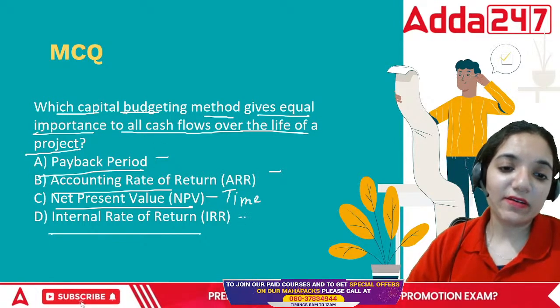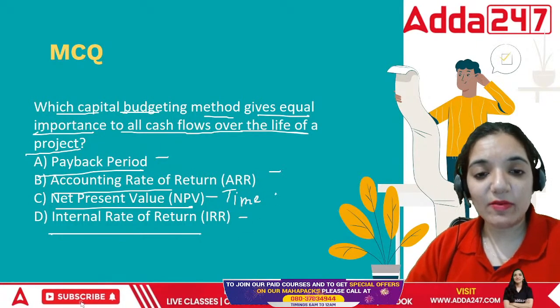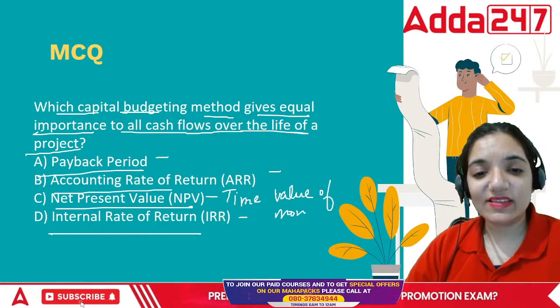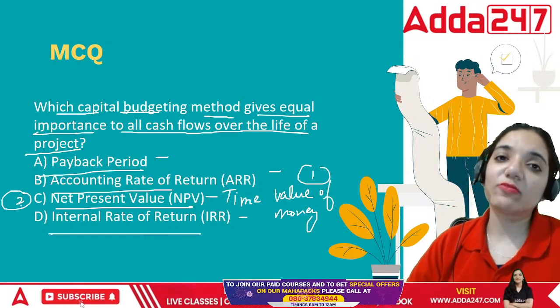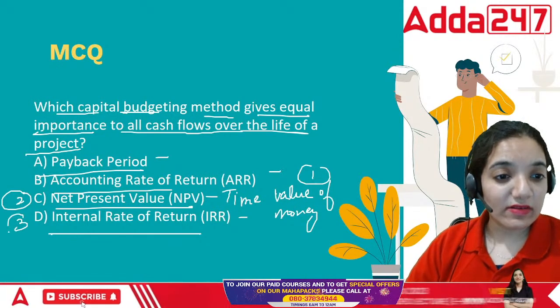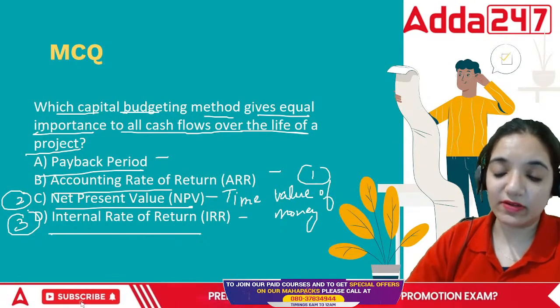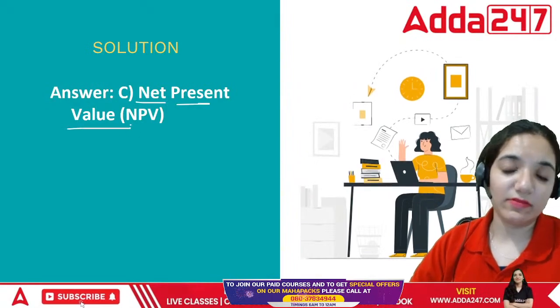Internal rate of return is another sibling of NPV. If you understand NPV, only then you will be able to see the time value of money. Matlab, it starts with the concept of time value of money. Then you can understand the concept of net present value. And the third is internal rate of return. Ultimately, we'll have to go with the internal rate of return. So in this case, it is net present value.